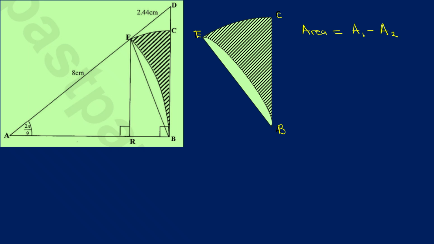A1 minus A2. So we need to know what is our A1. Our A1 is simply equal to the area of the sector. So half theta r squared. This is the area of the sector, sector BCE. So this formula we have written is the area of the sector BCE because the shaded region is in that portion of the diagram. So this is area 1.